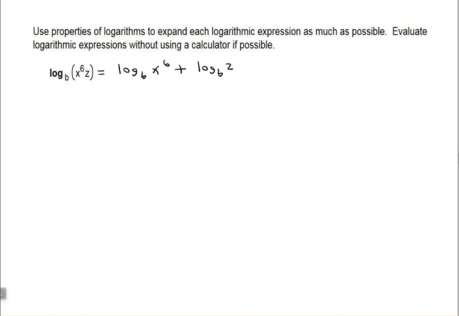All right, now I see that we have this exponent of 6 in this first term, so I'm going to use the power rule to bring it out front. So we have 6 times log base b of x plus log base b of z.